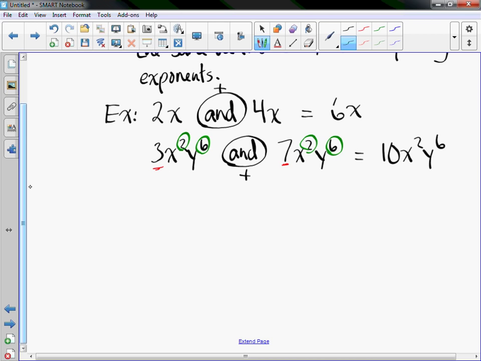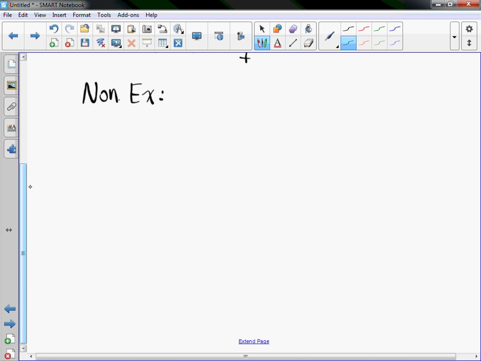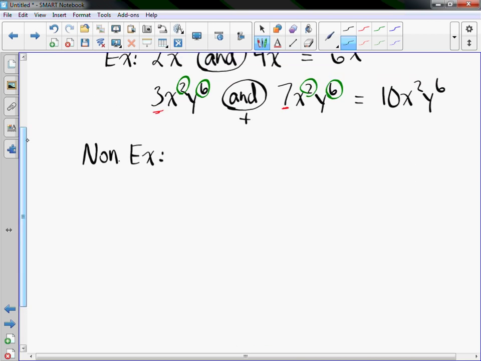So let me give you a non-example of a like term, just so we have one out there. 5x squared z to the third and 5x z cubed. Very close to the same, but since one has x squared and the other has just an x, they are not like terms.